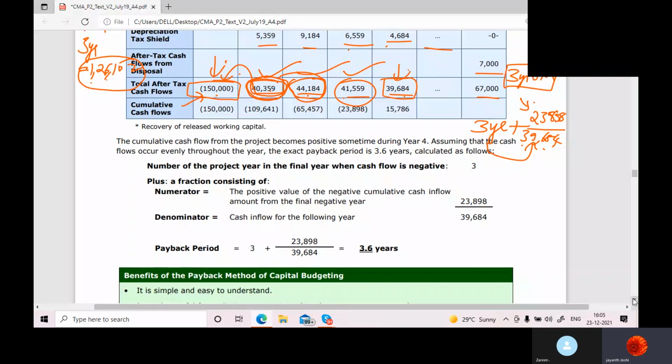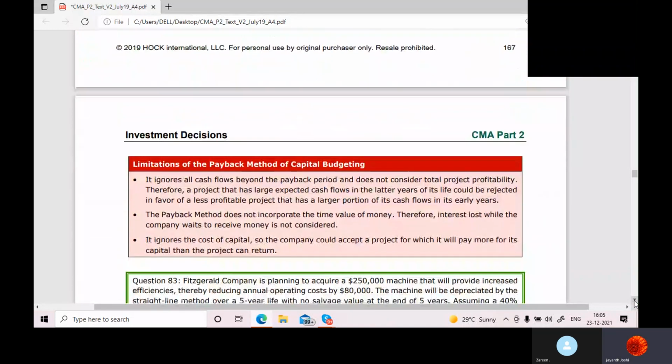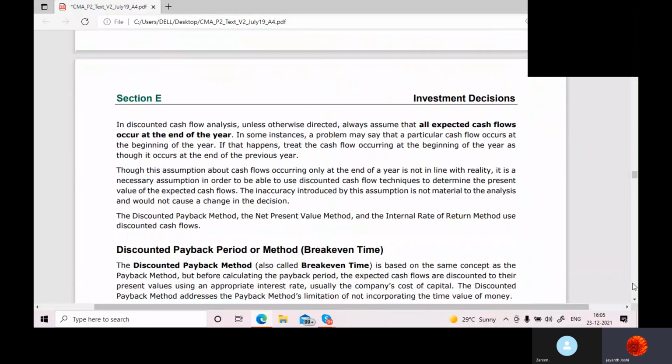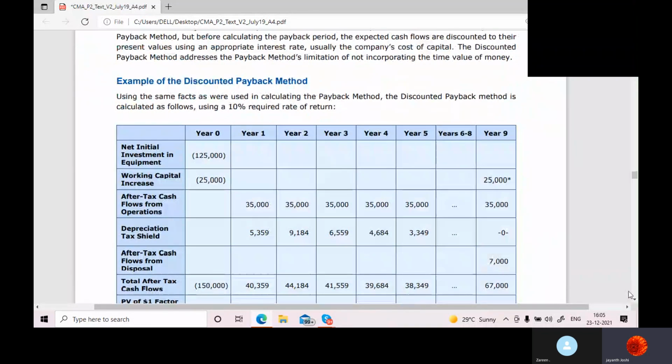So I will give you one question. You do that. Then we will discuss collectively about the advantages and disadvantages of payback period. So I'm giving you the discounted payback period method. See, the payback period method has one big deficiency. It did not consider time value of money. Correct? Because the expected cash flows which we are getting in the future, we did not discount them.